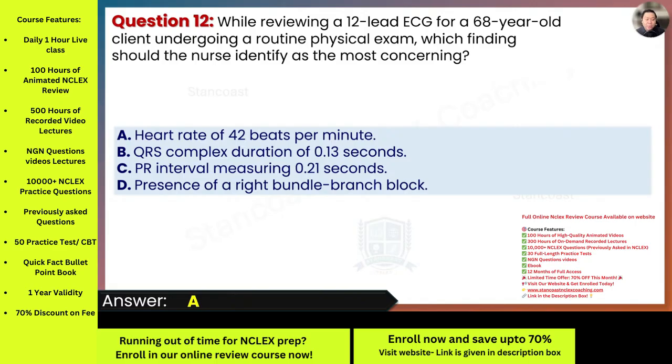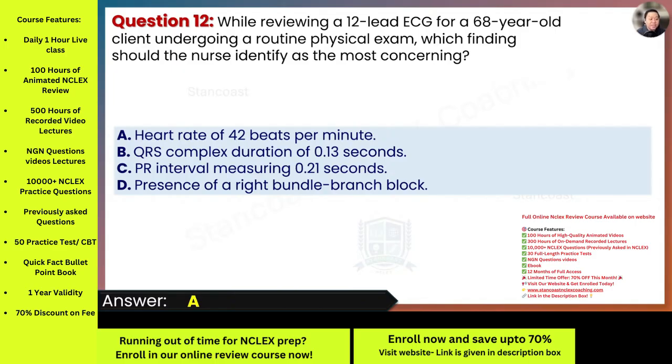And the right bundle branch block typically is benign unless it leads to symptoms or is associated with more severe heart conditions. And so in the absence of acute symptoms, it is not something that requires immediate interventions in this case. Now, so the main key takeaway in answering this test question is to consider the severe bradycardia. This is the most concerning finding, and this should be assessed promptly and further.